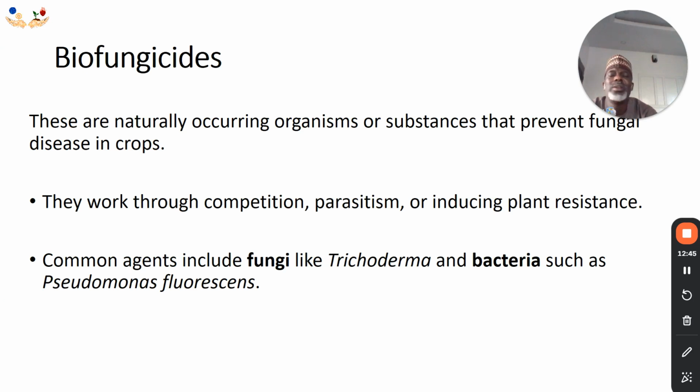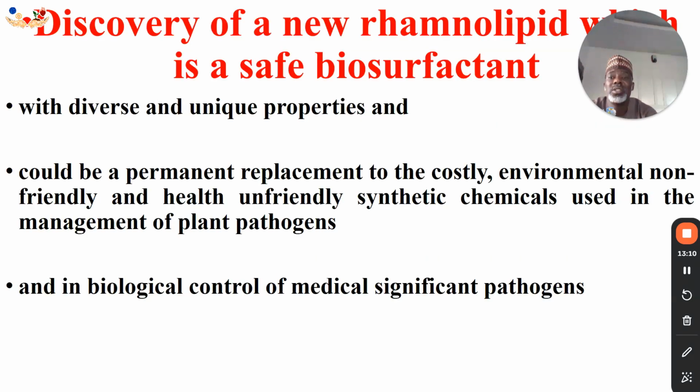Now, let me talk about biofungicide after I have elaborated so much on bioherbicide. Biofungicides are naturally occurring compounds or substances that prevent fungal disease in crops. They work through competition, parasitism, and inducing plant resistance. Common agents include Trichoderma and bacteria such as Pseudomonas fluorescens. Our research group was also able to make use of cellular contents and small molecules, or micromolecules, from these organisms.